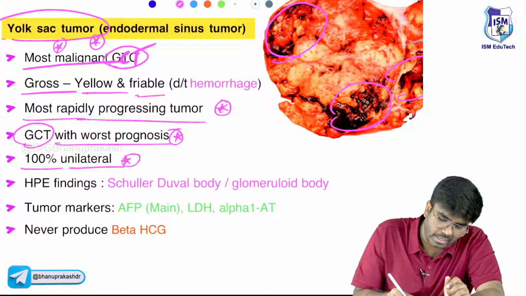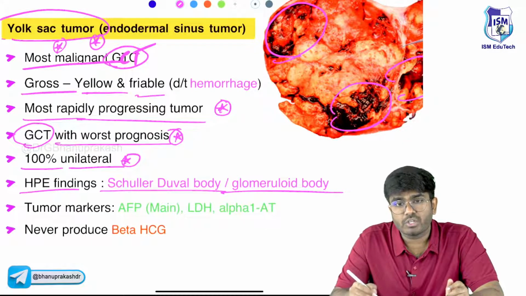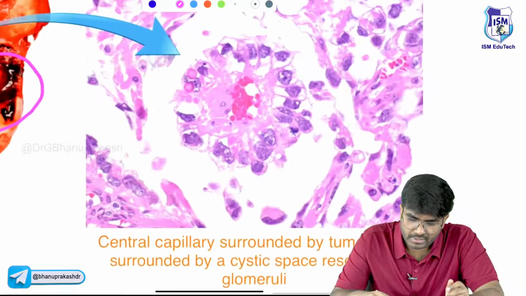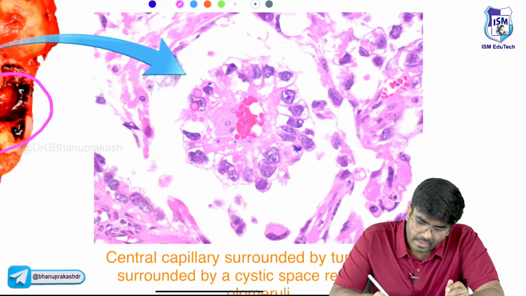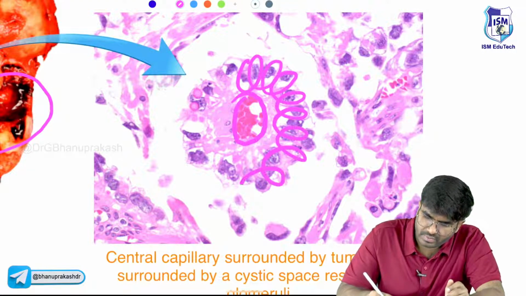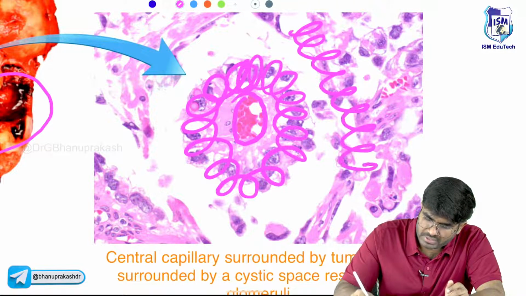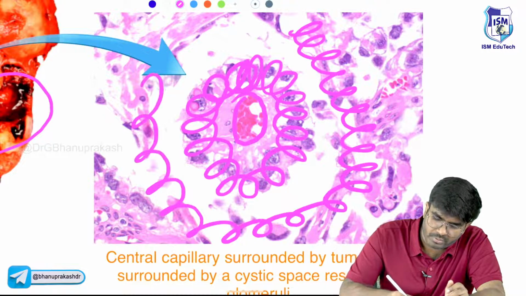100% unilateral. The histopathology findings are Schiller-Duval bodies, or glomeruloid bodies. See the tumor cells: in the center there is a blood vessel. This is one row of tumor cells, and there is one more row of tumor cells in the periphery.